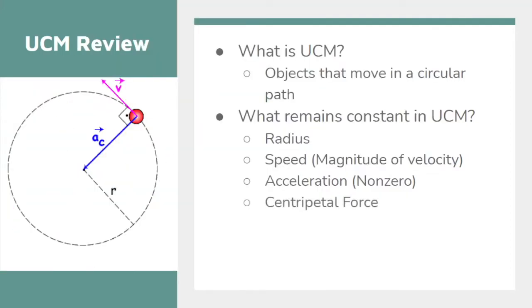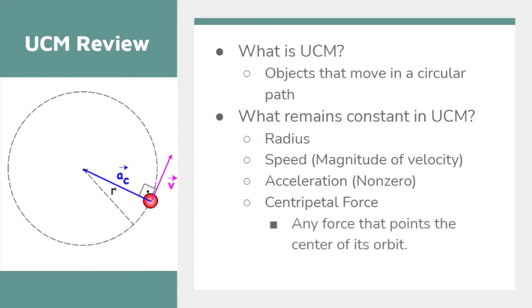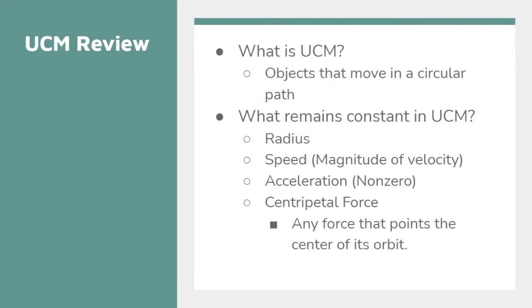And lastly, we have some sort of centripetal force. We need to know that that centripetal force is not changing either. It's going to remain constant. The centripetal force is any force that's going to point towards the center of its orbit. We'll talk about a few examples in a sec, but just know that when an object is undergoing uniform circular motion, whatever force is pointed towards the center of its circular orbit is going to be our centripetal force.